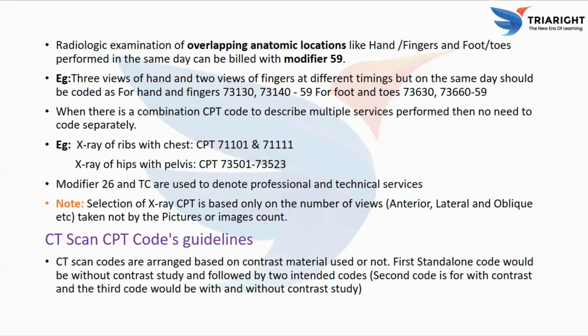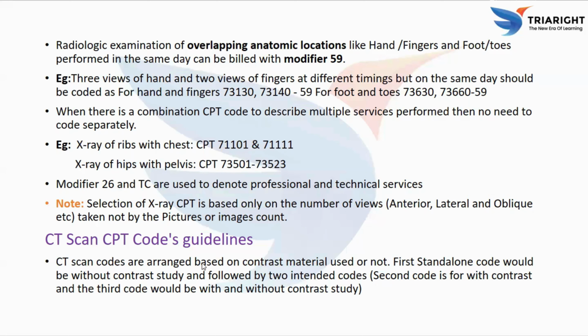And there is a critical reminder: views are not equal to images. CPT selection is based upon the number of views, whether anterior, lateral or oblique, but not the number of pictures or digital images. Here is an example: if there are 20 images from 2 views, you still code for 2 views only. So code by the views only, but not by the images.